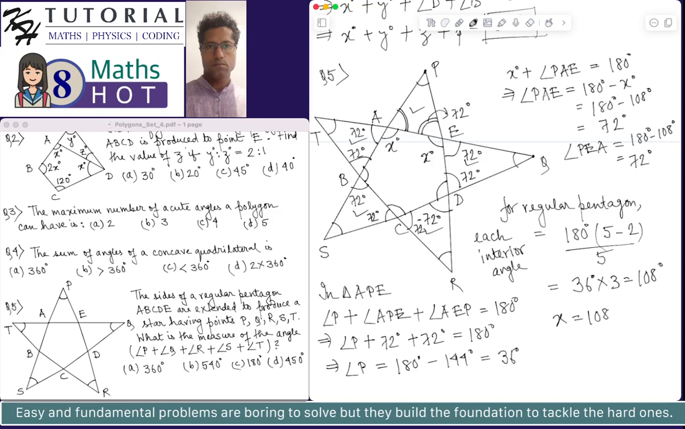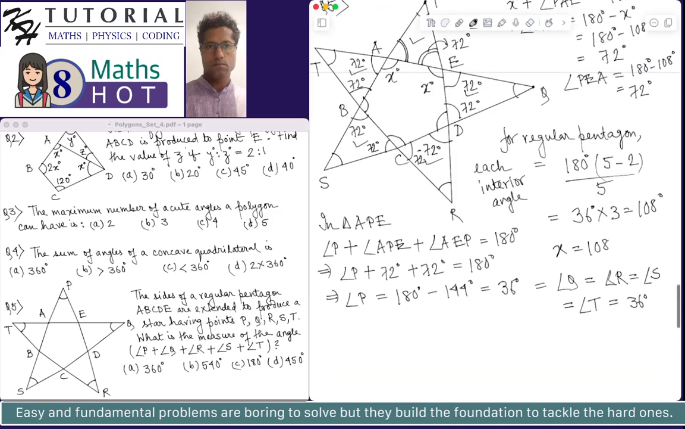So angle P is 36 degrees and as you can see, for all the other triangles, that is triangles EQD, DRC, CSB and triangle BTA, all the similar angles, that is the angles adjacent to the interior angles, are all 72 degrees. So based on the same logic, all the corner angles will be equal to 36 degrees. So angle P, angle Q, angle R, angle S, they all will be equal to 36 degrees.